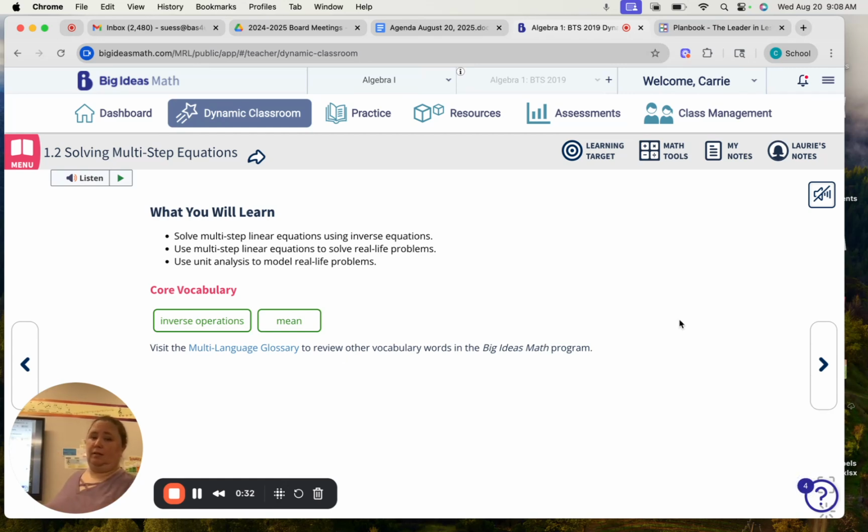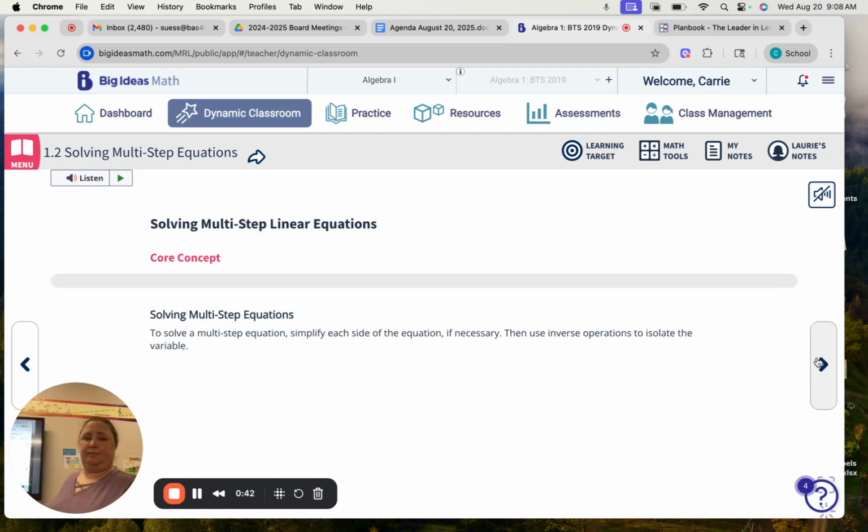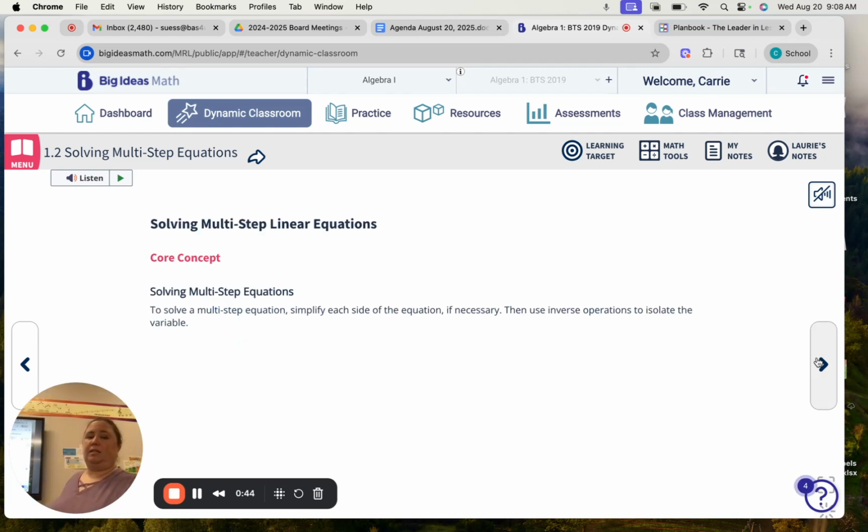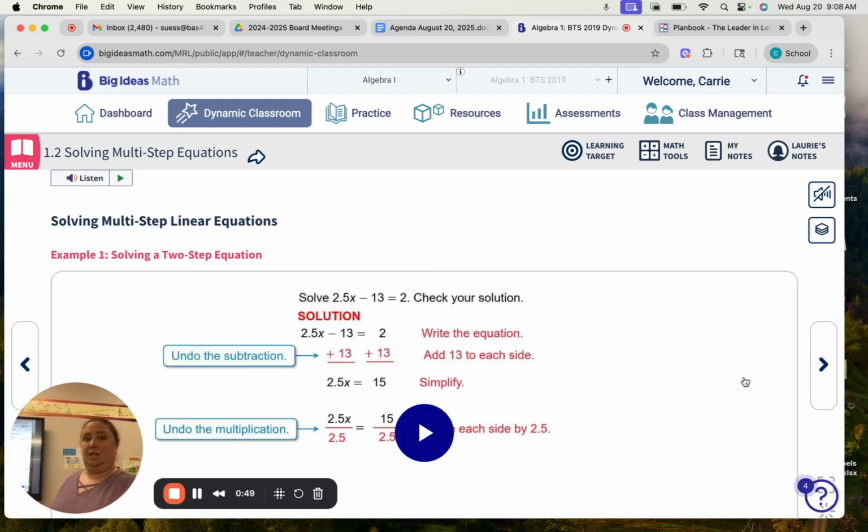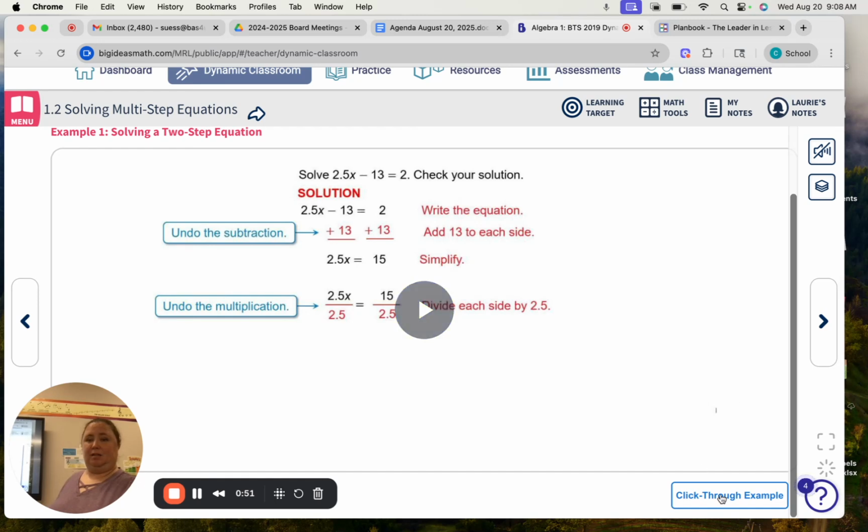All right, somebody tell me what mean means. Chloe: The sum of a numerical data set divided by the number of data values. Right, we did that on the runners. We added them all up and divided by the total number of days we ran. Very good. Multi-step equation. That just means there's more than one step to solve it. I don't think we need to be super deep.